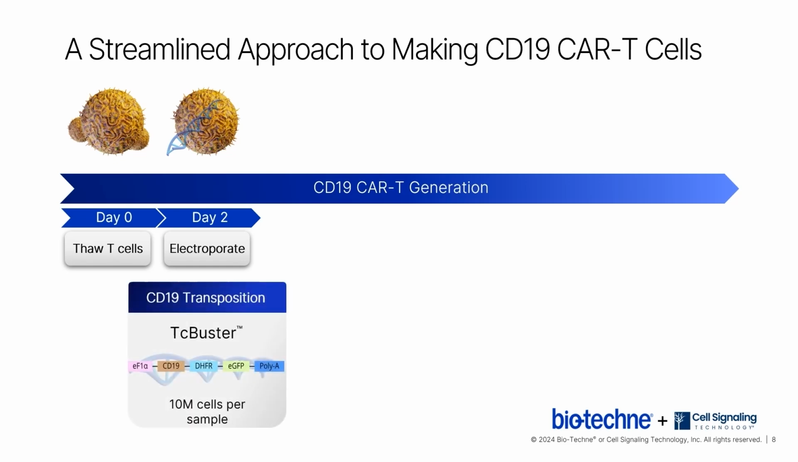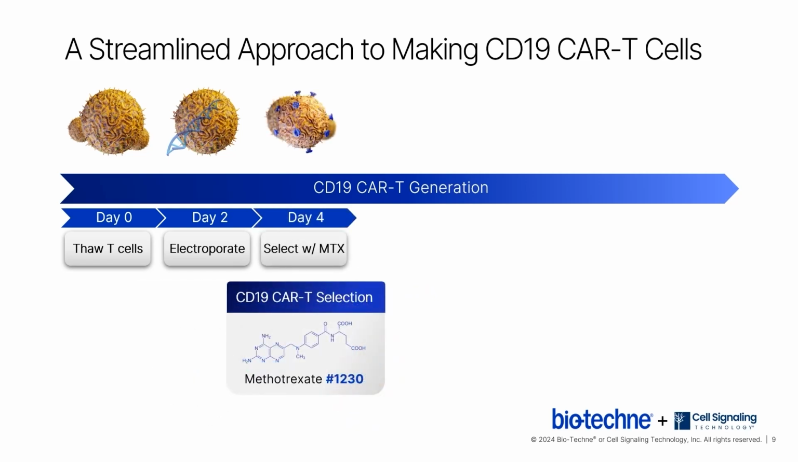We transposed 10 million cells per sample with a tricistronic construct containing the CAR, green fluorescent protein, and dihydrofolate reductase to provide methotrexate resistance for selection. Shown on the right of the slide is an illustration of the CD19 CAR with the CD19 scFv on the extracellular side where the Whitlow linker is. Transposed cells were then selected with methotrexate treatment, catalog number 1230 from Bio-Techne.